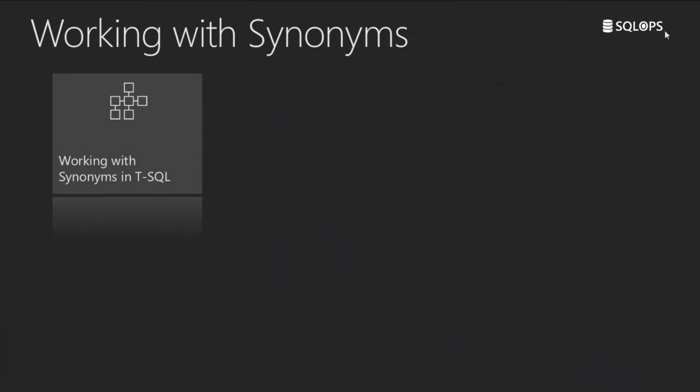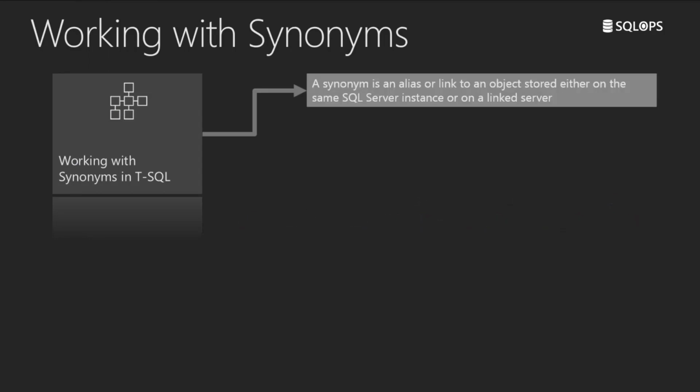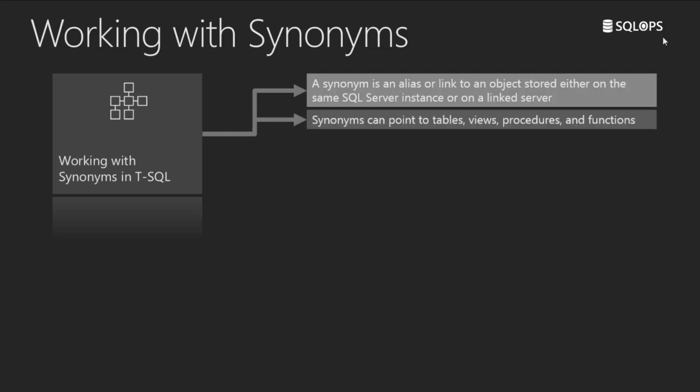Prior to SQL Server 2005, DBAs have been referencing database objects in 4 part names. SQL Server 2005 introduced the concept of a synonym. In SQL Server, synonyms provide a method for creating a link or alias to an object stored in the same database or on another instance of SQL Server. Objects that may have synonyms defined for them include tables, views, stored procedures, and user-defined functions.